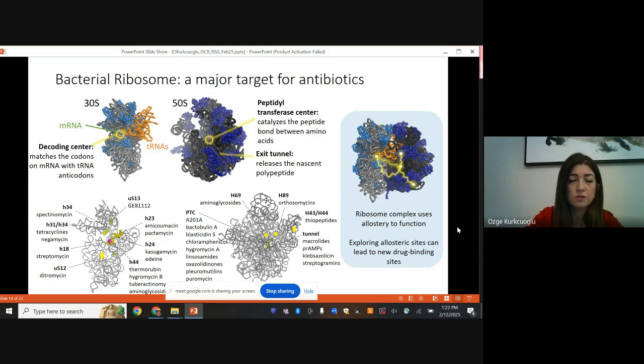It is also known that the ribosome complex uses allostery to fulfill its function, for example, between the decoding center and the peptidyl transferase center, or along the exit tunnel, etc. So exploring the allosteric mechanisms and the allosteric sites of this ribosome can lead to finding new drug binding sites and designing new compounds. These are particularly important because we are in an era where antibiotics do not work.